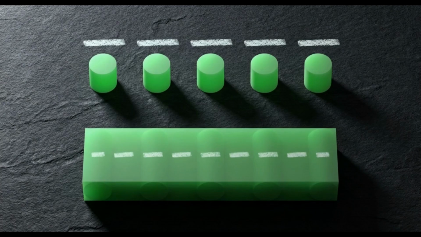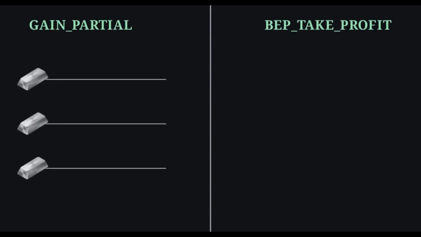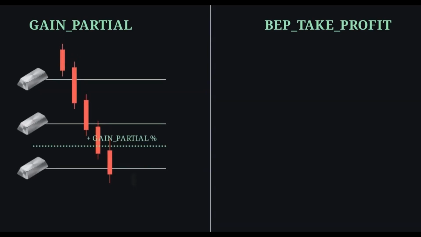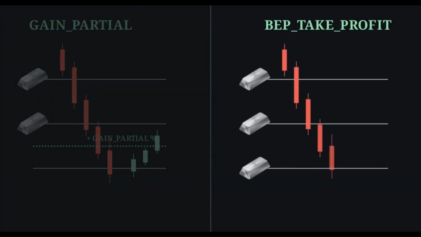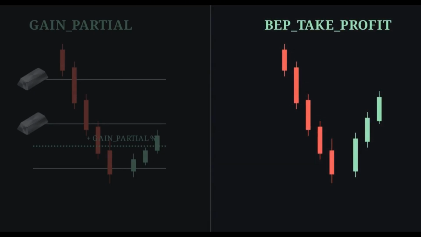2 separate mathematical tracking functions run simultaneously to close positions, operating as dual vector exit protocols. This split screen illustrates both factors. On the left, gain partial is the per-order mechanism. When price crosses an order's entry plus the percentage, the system executes a take-profit sell for that individual order only, isolating specific entries. On the right, BEP take-profit is the whole position override. It calculates a singular blended break-even point across all open orders. When price crosses this average plus the percentage, the system executes the opportunistic closure of all open orders simultaneously.